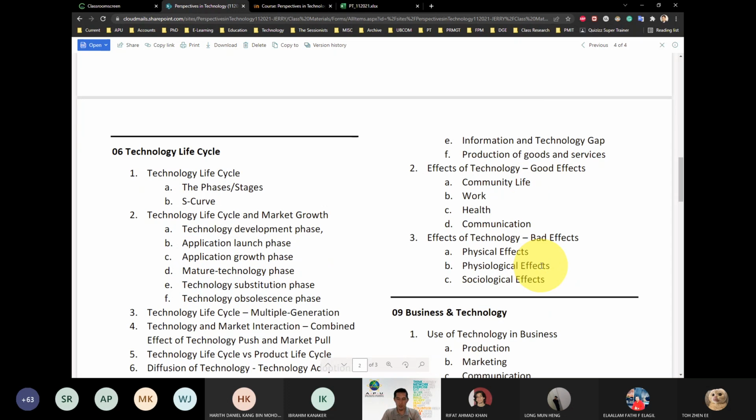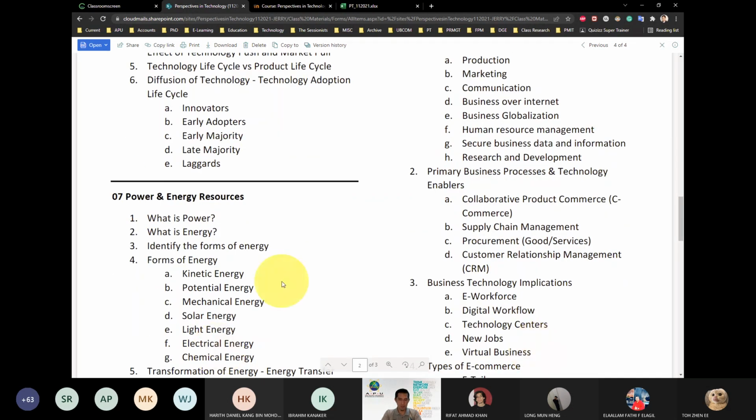Evidently, we covered both aspects of it, which is the good effects. These were the 4 main areas that were highlighted: community life, work, health, and communication. Of course, the bad effects, these were the 3 areas that we went into. There was discussion, of course, in terms of addiction and depression, right? So there are not just physical effects, there are also physiological and sociological effects that come along with it as well. All right, so effects is a bit more straightforward, I would say.